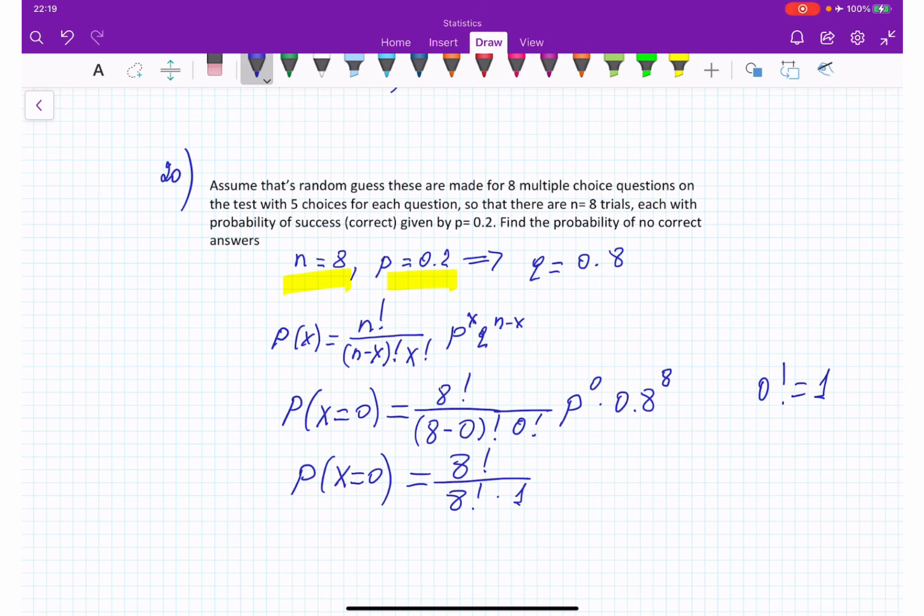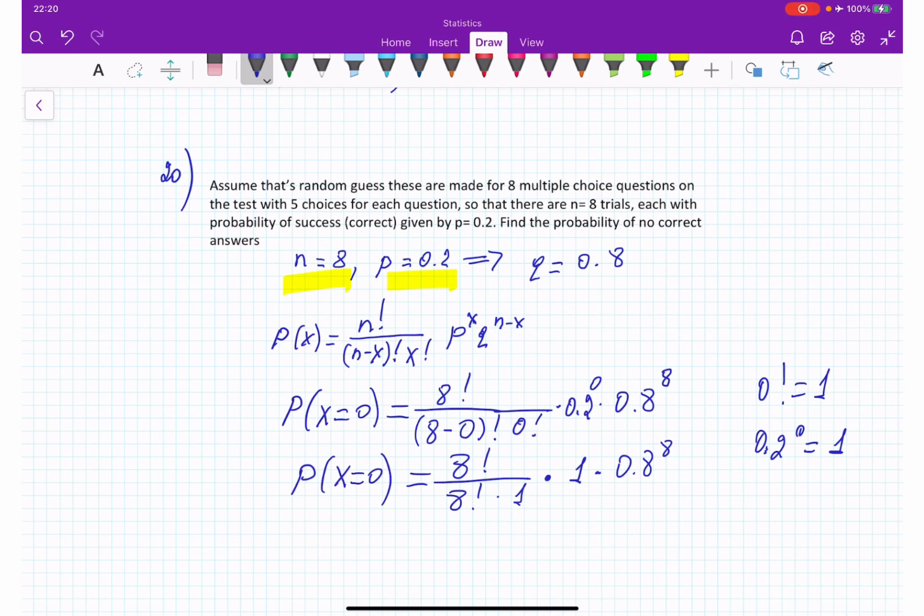And then p to the power 0, so 0.2, I can place instead of p 0.2, which is not going to change much because it's going to be 1 anyway. And then q, 0.8 to power 8.